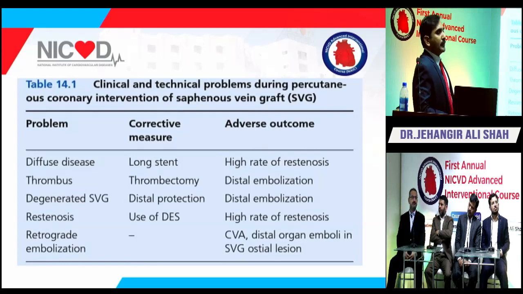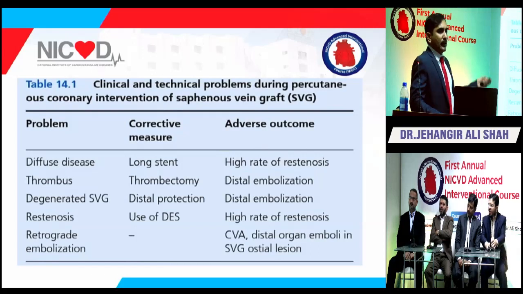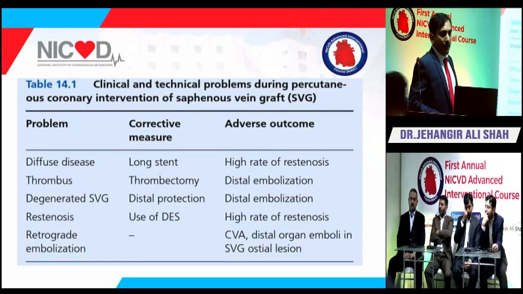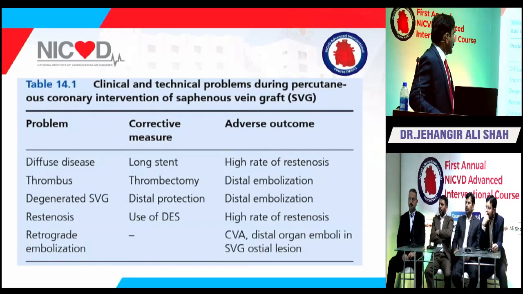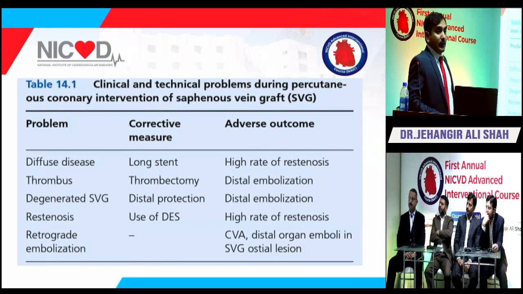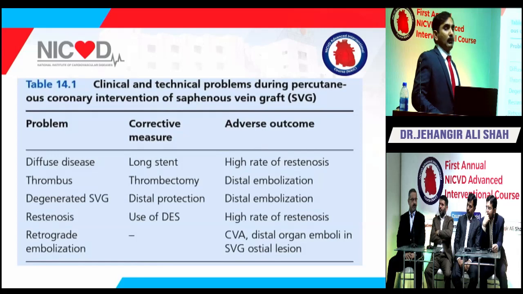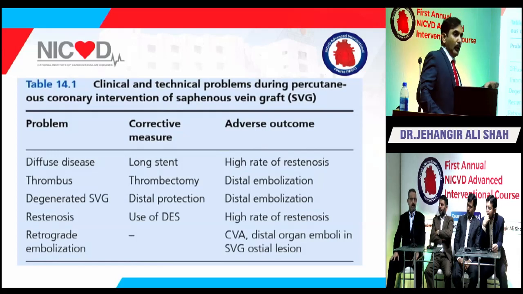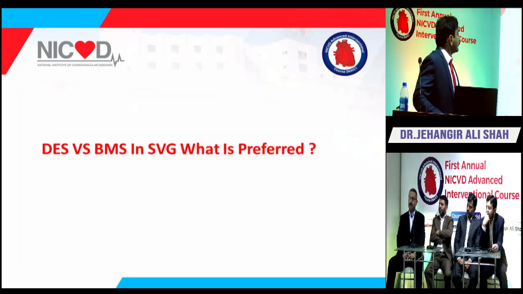So you put a drug-eluting stent. This is old data; I will share your new data later on. That shows there is no difference between the drug-eluting stent and bare metal stent in SVG intervention. Retrograde embolization: if there is an ostial disease and a high thrombus burden, there are chances of stroke or any organ emboli, which is more in patients having an aorto-ostial SVG lesion.